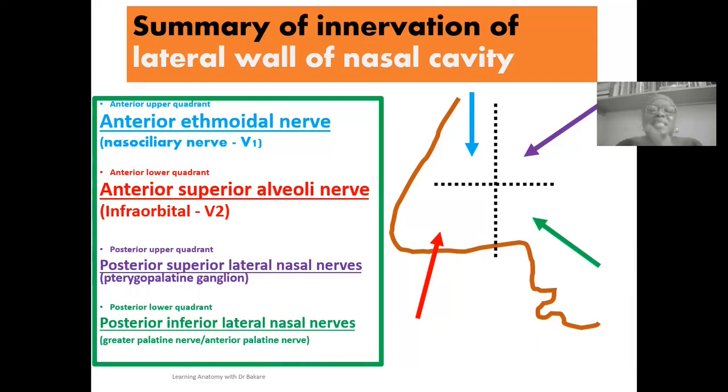Posterior inferior means it's innervating the posterior part, but the inferior lateral means lateral wall nasal nerve. So you should be able to establish where this nerve specifically innervates, maybe by breaking down or looking deep into the words. Then also to add that the posterior inferior lateral nasal nerve is branched from the greater palatine nerve.